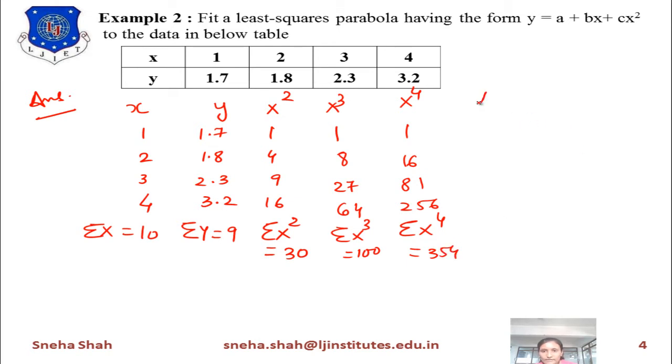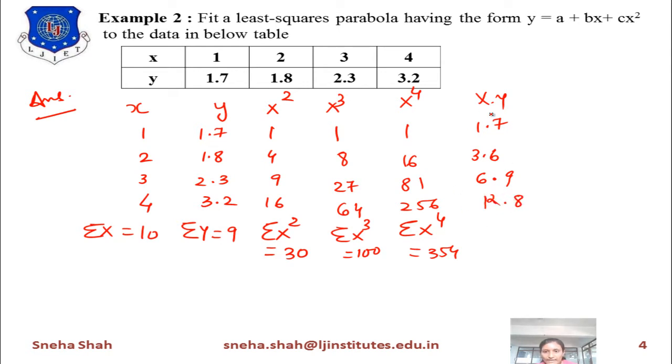Now the next term I will find is x into y. So 1 into 1.7 is 1.7, 2 into 1.8 is 3.6, 3 into 2.3 gives you the answer 6.9, and the last is 4 into 3.2, which gives you the answer 12.8.